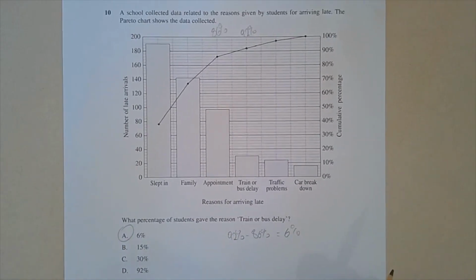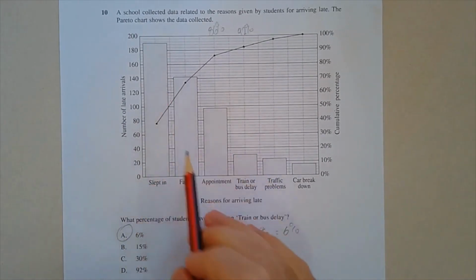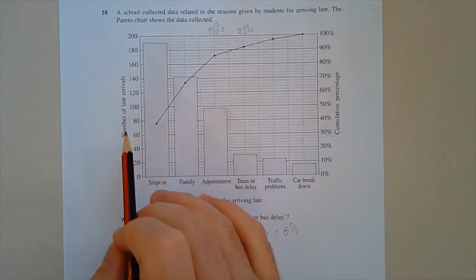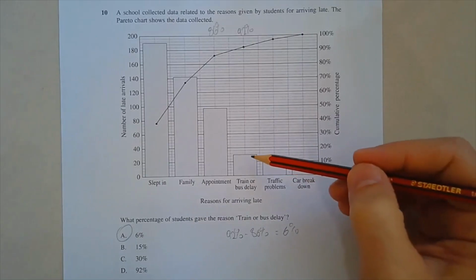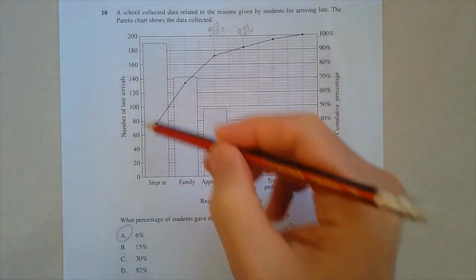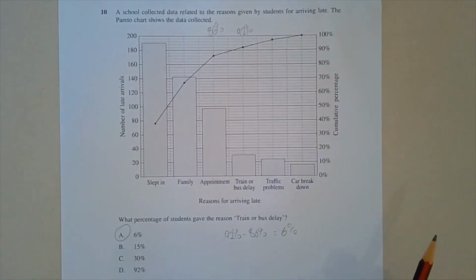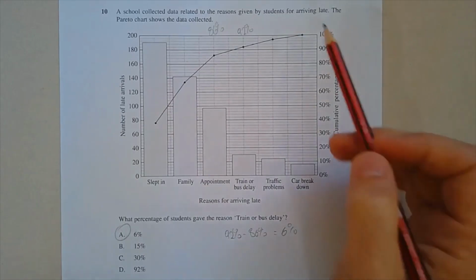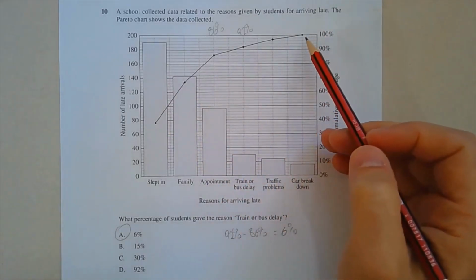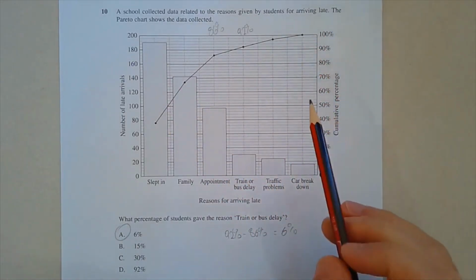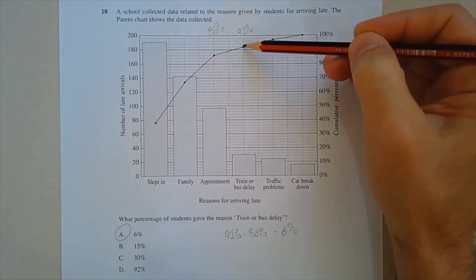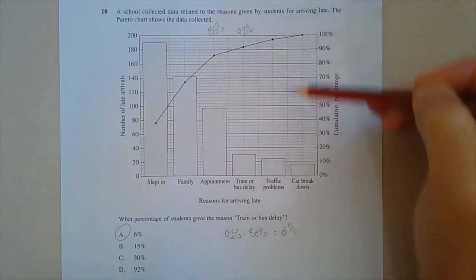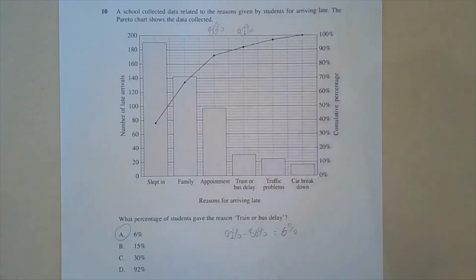Now, the other way you could do this is to add up all the columns individually, get a total, and then divide train or bus delay by the sum of all these columns, but that'll take you a lot longer. It's much quicker to use the cumulative frequency polygon and just understand it is cumulative, which means that if you take a point and subtract the point before it, that'll give you the percentage contributed for that particular reason.